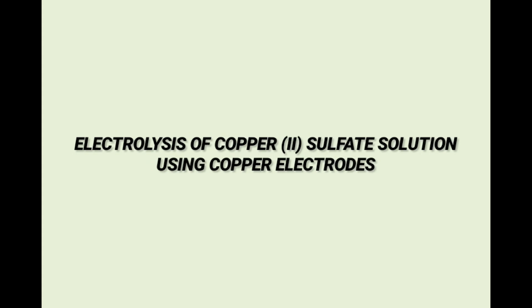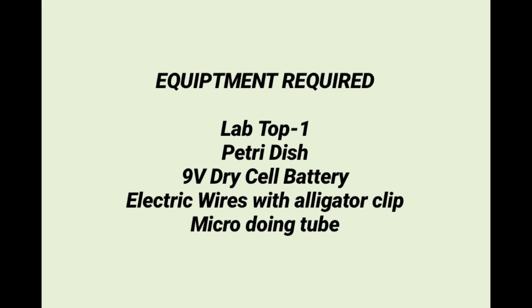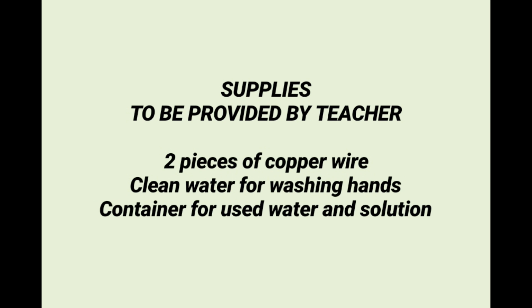Now we're going to demonstrate the electrolysis of aqueous copper sulfate using copper electrodes. The equipment required for this experiment are a laptop lab sheet, a petri dish, a 9 volt dry cell battery, electric wire with alligator clips, and a microdrop pipette. The supplies to be provided by the teacher are copper wire pieces, clean water for washing hands, and a container for used water and solutions.